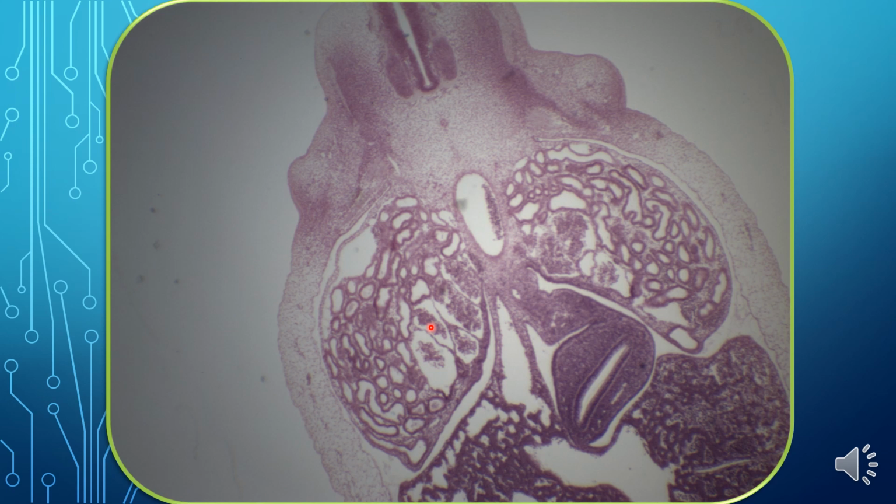Again, mesonephric glomeruli, mesonephric tubules, mesonephric duct, dorsal mesentery, stomach, ventral mesentery, liver, sinusoid of the liver, ductus venosus, inferior cardinal vein, and peritoneal cavity.